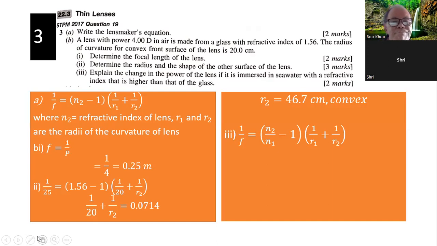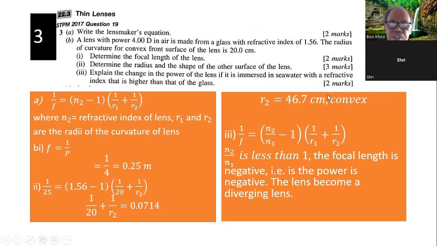Explain the change in power of the lens if it is immersed in seawater with refractive index that is higher than that of glass. So same as the previous question, no? You use the lens formula again. That's why I argue it out from there.